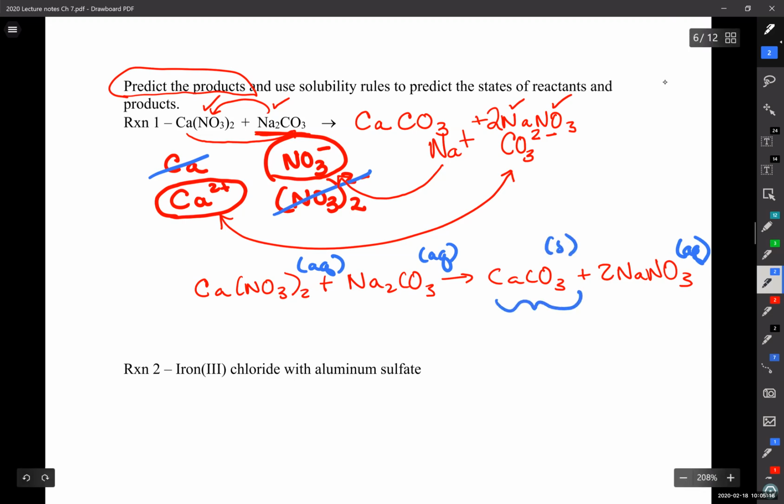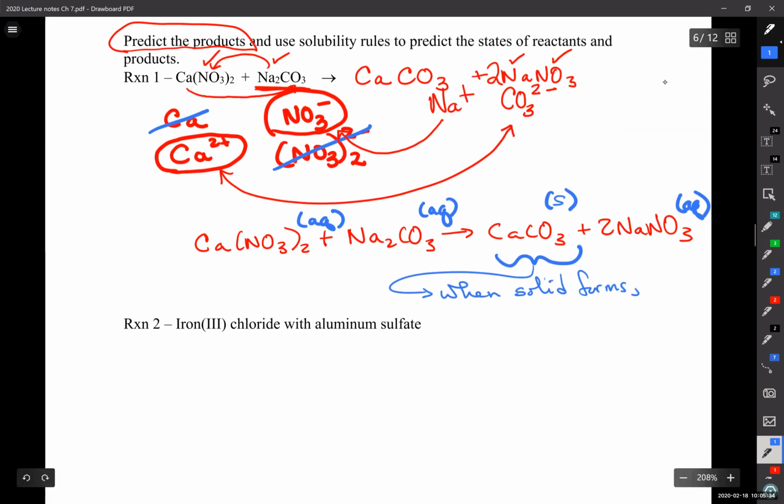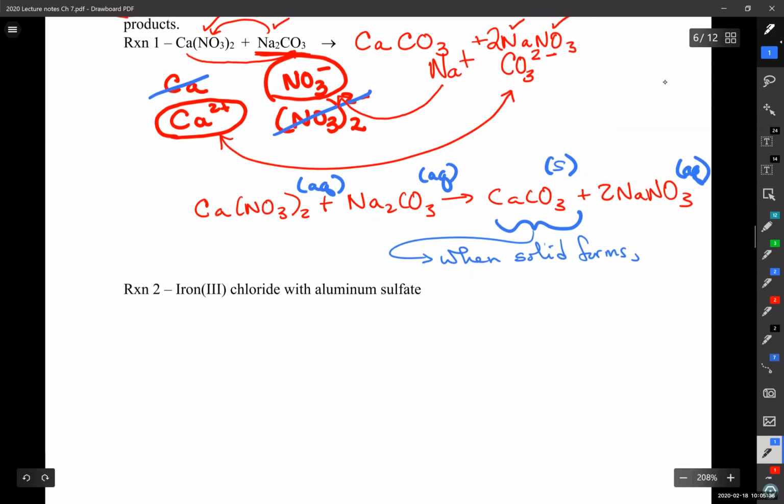So when a solid forms, right, this is called a precipitation reaction. A precipitation reaction occurs.